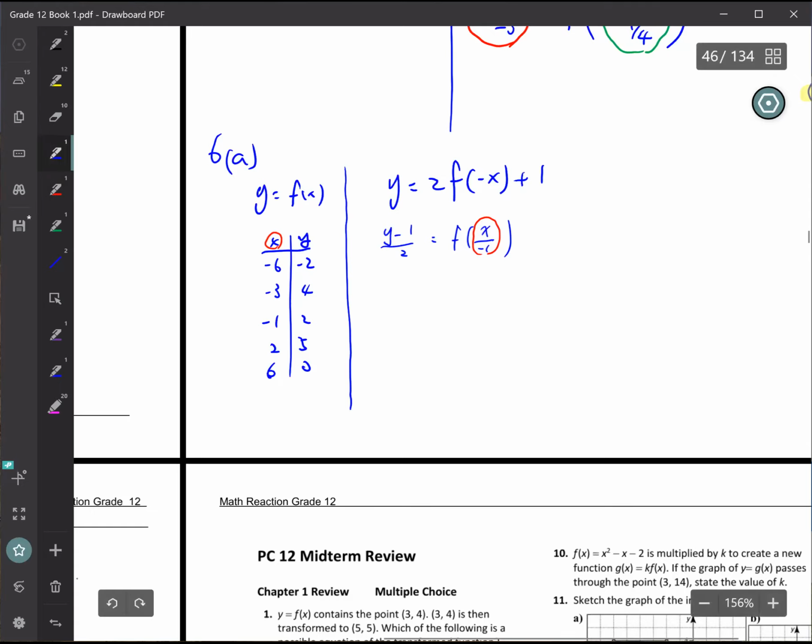Okay, so that's why story form is so important, right? And so useful. So all the x, you need to times it by -1 because there's a -1 underneath. So that's the reflection, right? So Amanda, what are the x now? 6, 3, 1, -2, -6. Yeah, very good.